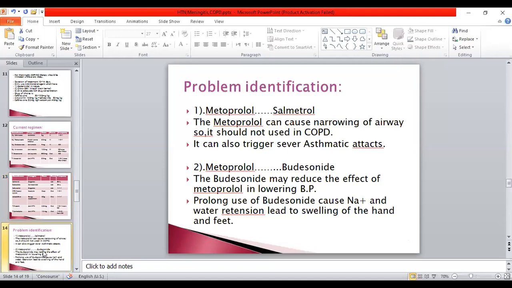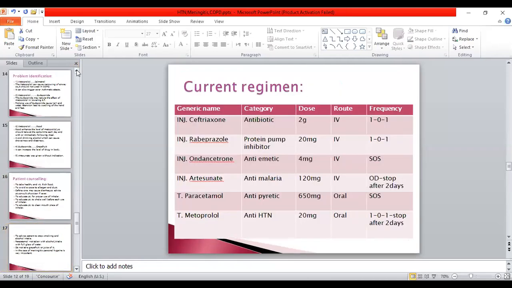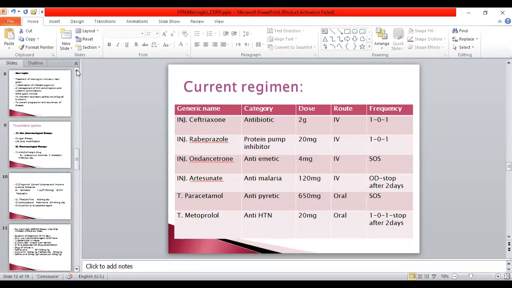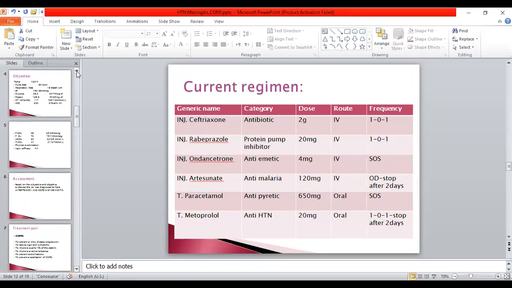Might be she was using it previously, sir. Even if she was using it before admission, why should we use it? The patient has asthma, no? Asthma, COPD. What was the BP? 164/99? Yes, sir. So 164/99 means almost 100. It does not even classify as a hypertensive emergency.